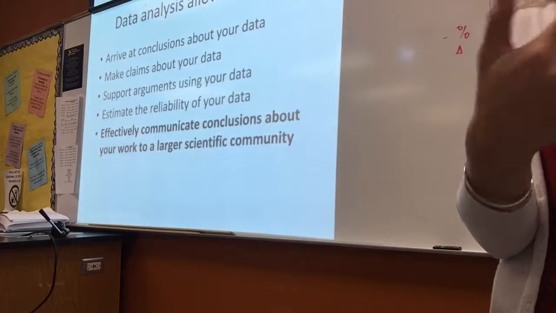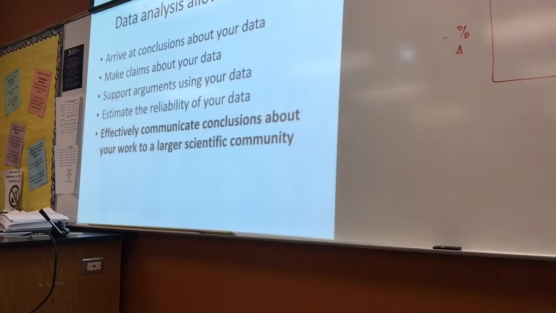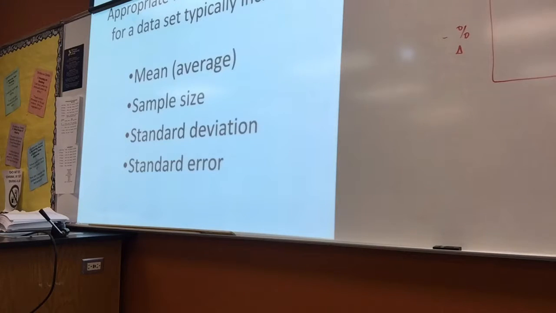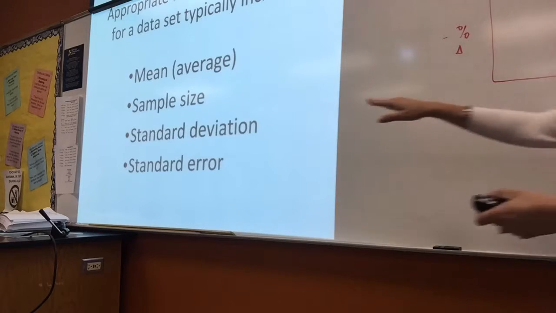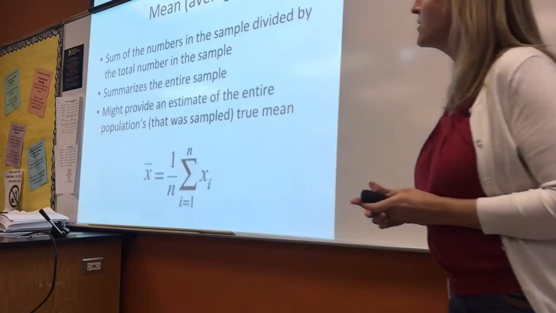If somebody were to publish something that was not reliable data, they would be eaten alive by their colleagues. So you need to be able to analyze the data properly. There are four things, and the first two are pretty easy. You already know the mean, or average, and sample size, and then standard deviation and standard error are the two major things we're going to talk about here today.